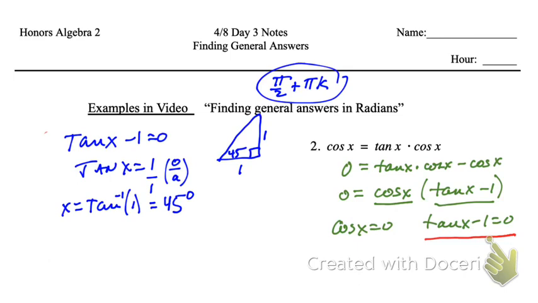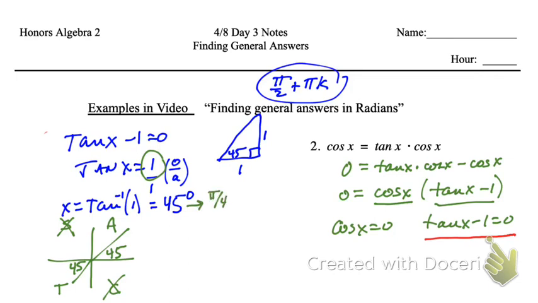All right. Now, it's also a positive 1. So where does that happen for the tangent? All Students Take Calculus: it won't happen in the second or fourth quadrants. It happens in the first and the third. All right. Now, if we're in radians, we're not going to think 45. We can think 45, but we have to write pi over 4. So this first answer is pi over 4.